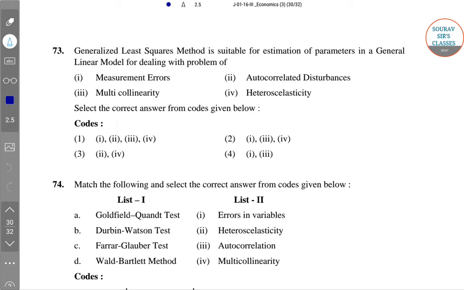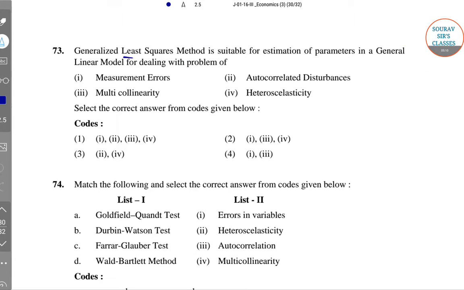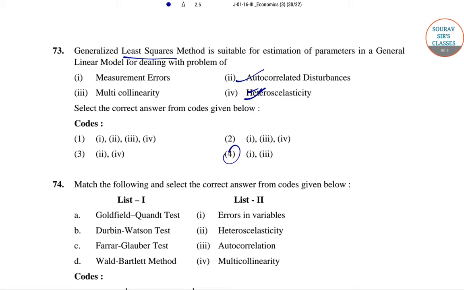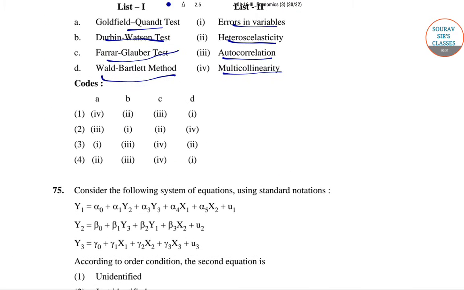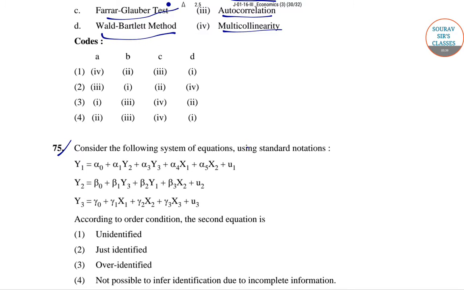Now we have come to the last 3 questions of this paper. GLS is used in autocorrelation and heteroscedasticity. For this we know the right answer would be option 3. Now we'll have to match these two lists. For question number 74, we know the Goldfeld-Quandt test is a measure of heteroscedasticity, the Durbin-Watson test is for autocorrelation, the Farrar-Glauber test is for multicollinearity, and the Wald-Bartlett method is for errors in variables. Now in the last question, question number 75, it is 6 into 3, so just identified is the right answer.